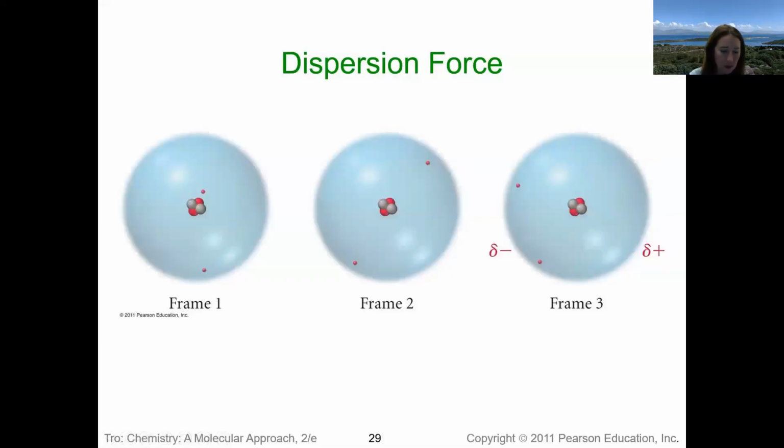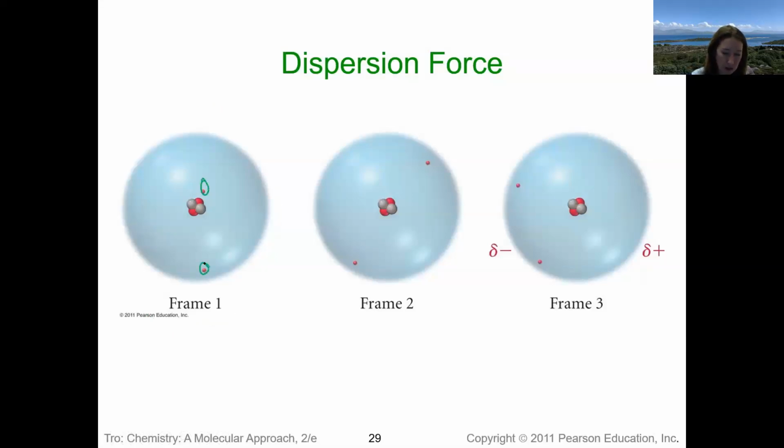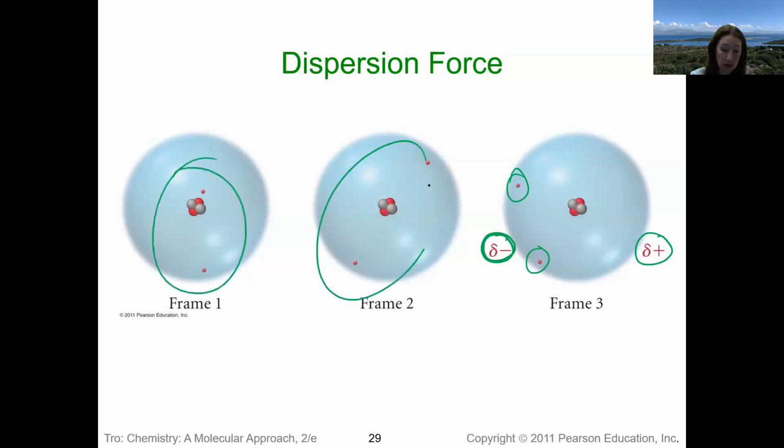Here's our electrons chilling out around our nucleus, right? They're just here and here. Well, by chance, sometimes they're moving around, and then they're lining up, right? They're both on the same side of the molecule. When this happens, this part of the molecule ends up having a little bit of a negative charge, and this part ends up being a little bit positive. But again, this lasts like a nanosecond, and then it's right back to these two, right?